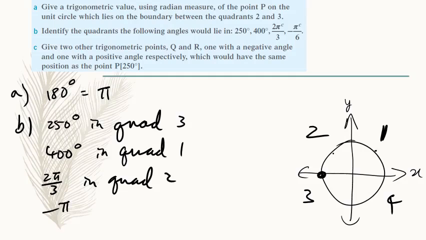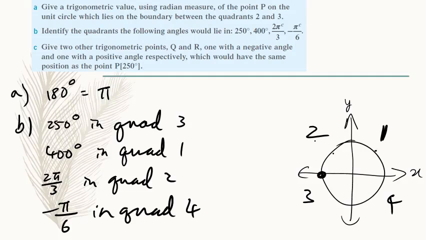And then negative pi over 6. Now, if this way is forwards, what's the negative? Backwards. So we go clockwise instead. So that way. Now, if we're going pi over 6, how far do we go? Is it past 90 or not? No. So it's somewhere here. So what quadrant are we in? Nice and simple, this section.